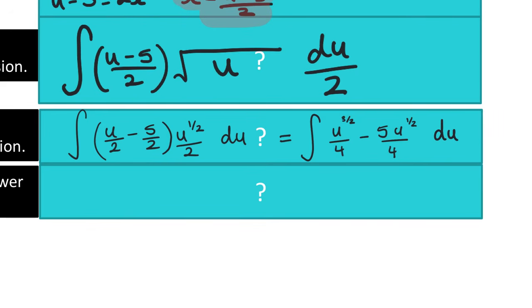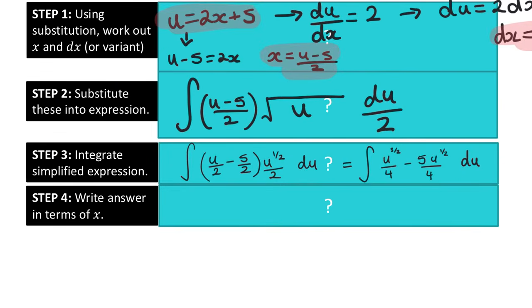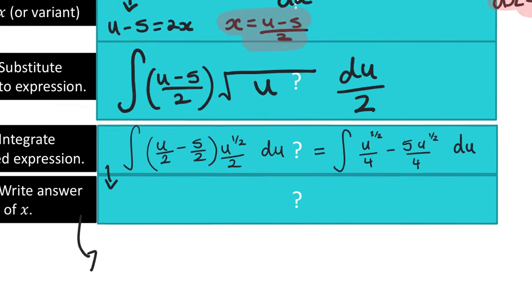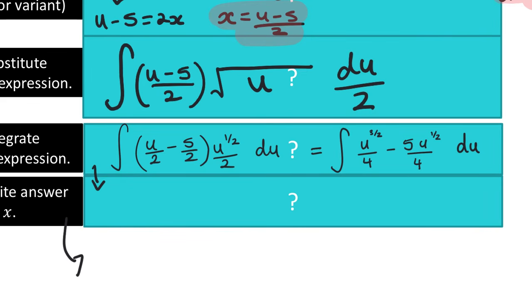Now what type of integration problem do we have? We're going back to pure 1, aren't we? Are these integrations simple to do? Okay, so let's integrate then. By the way, step 4 we haven't got to yet. We're still on step 3. Step 3 is continued on here. So let's integrate this.